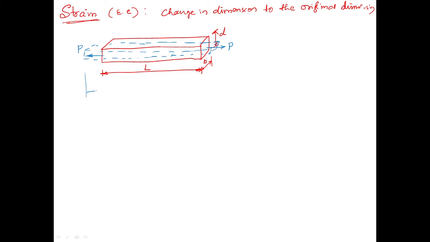Now let us look at the change in dimensions here. Okay, change in dimensions. This is L dash. This is B dash. This is D dash. So now, as you see, whether the dimensions change, all increase or some dimensions are going to decrease.